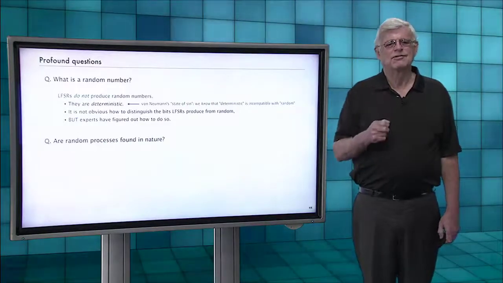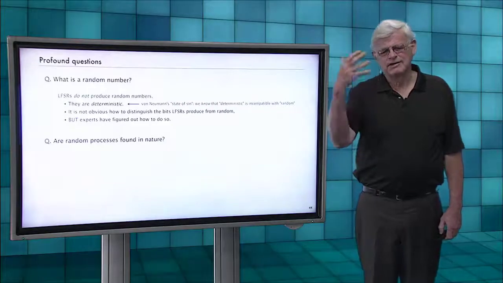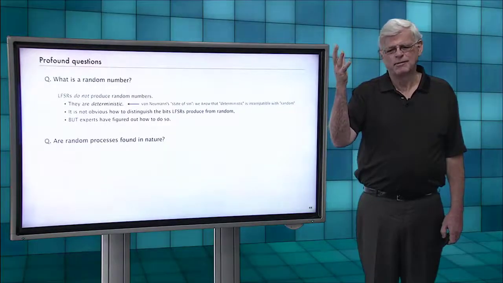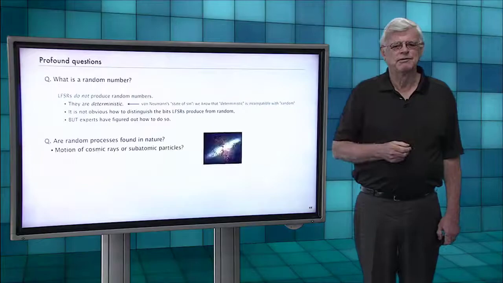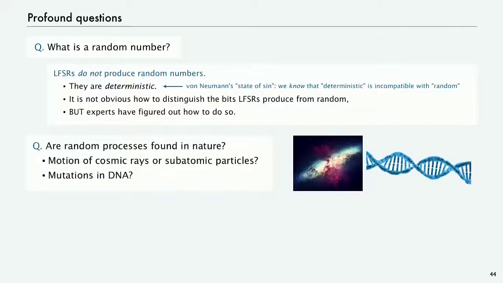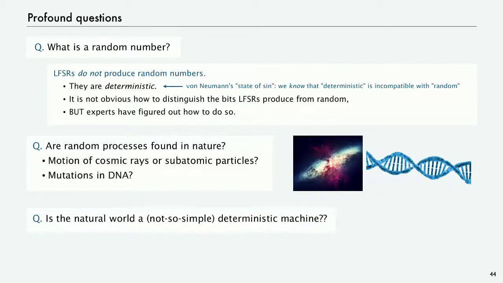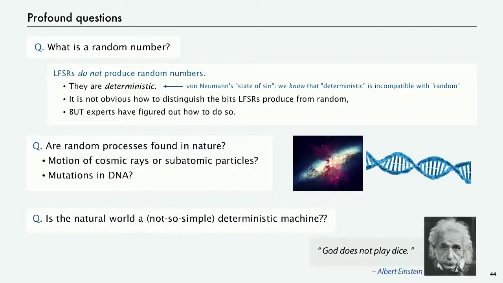Are there random processes in nature? If we could get some bits from atmospheric noise, would they actually be random? Or maybe subatomic particles or mutations in DNA, are those things actually random? So it's a very profound question worth thinking about. Is the whole natural world some kind of deterministic machine? If we had enough computer power, could we figure out what's going to happen next based on what's happening now?